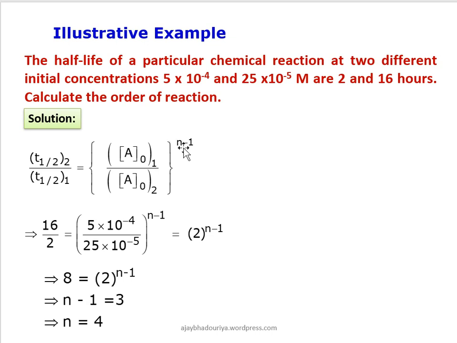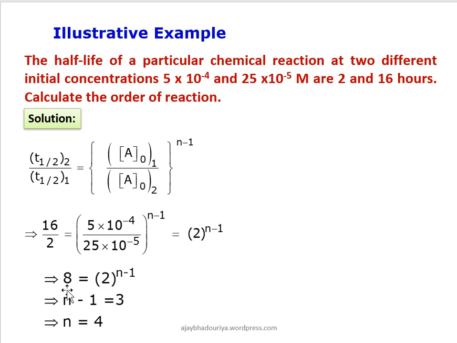You have to find the value of n from this. T half is given: T half for the second reaction is 16, and T half for the first reaction is 2. So 16 upon 2 is equal to the initial concentration for the first experiment, 5 × 10^-4, and for the second experiment, 25 × 10^-5. So you will obtain, by calculating this, 2.